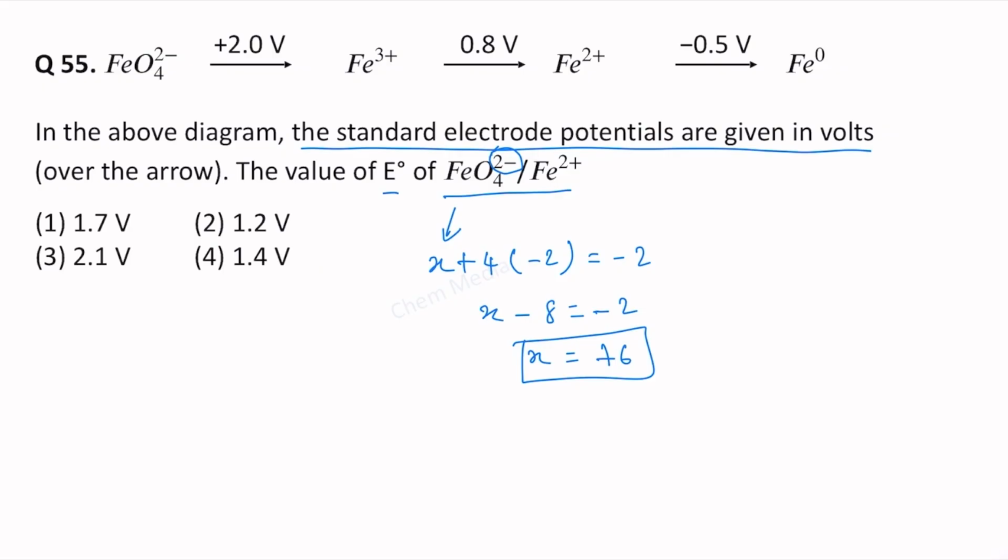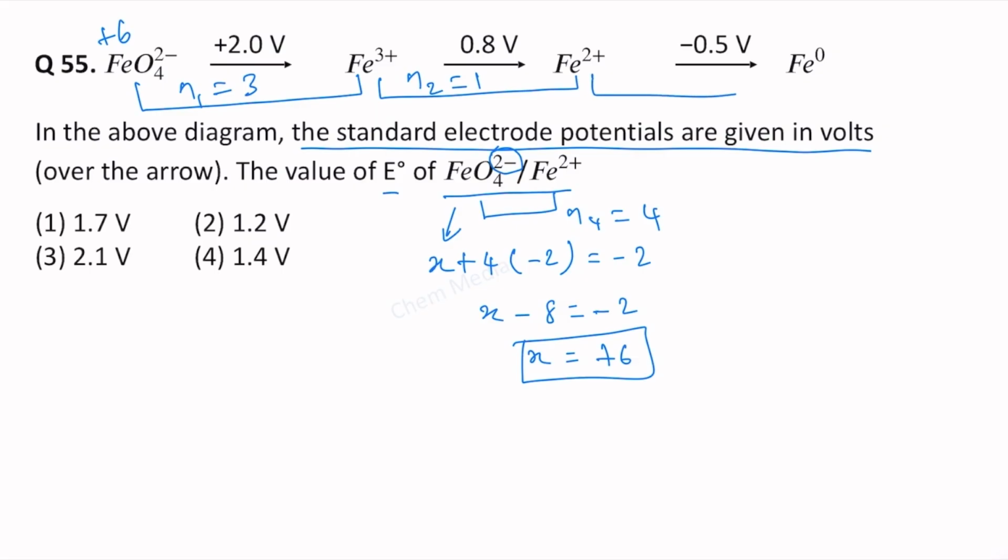This means this is undergoing reduction, isn't it? This process requires how many moles of electrons? We require 4 moles of electrons. So here it is +6. If +6 is becoming +3, that requires how many moles of electrons? That requires 3 moles of electrons. If Fe3+ becoming Fe2+, that requires how many moles of electrons? That requires 1 mole of electron. If Fe2+ is becoming Fe, then that requires 2 moles of electrons, because everywhere it is reduction, isn't it?